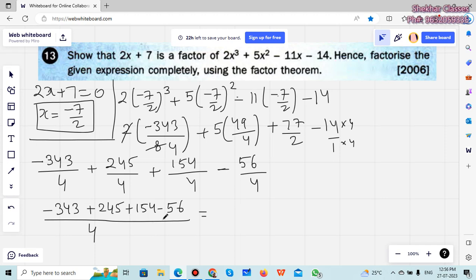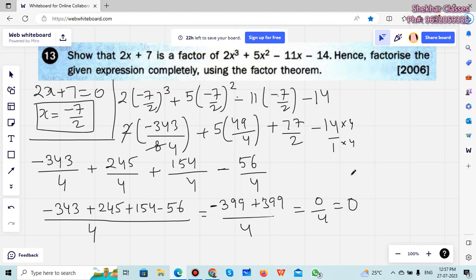343 and minus 56, add them up, it will become 399. So minus 399, and from there, if you add 245, and then add 154, we exactly get 0. So 0 upon 4 is equal to 0. So have I proved that this is a factor of it? Yes. After that, what will we do?